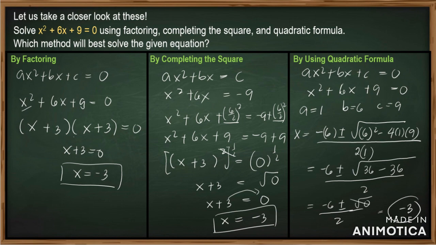Now, among the three methods used, which one will best solve the given equation? Obviously, it is by factoring. So meaning to say, if you can now already detect that the equation can be solved by factoring, do not use any more completing the square or quadratic formula. Of course, we make use of completing the square method in higher mathematics. Okay? So we cannot forget the completing the square method. So, that's how we determine which solution is best for a particular equation.